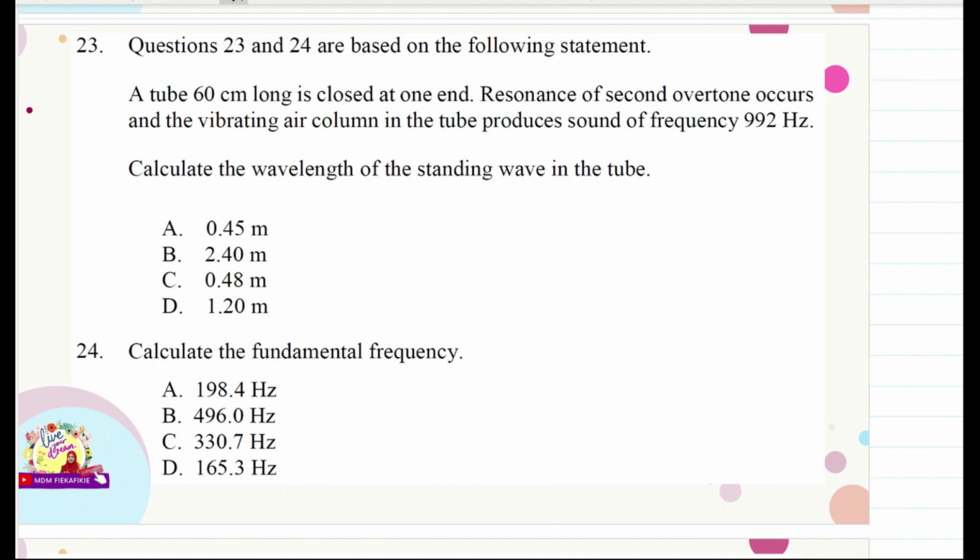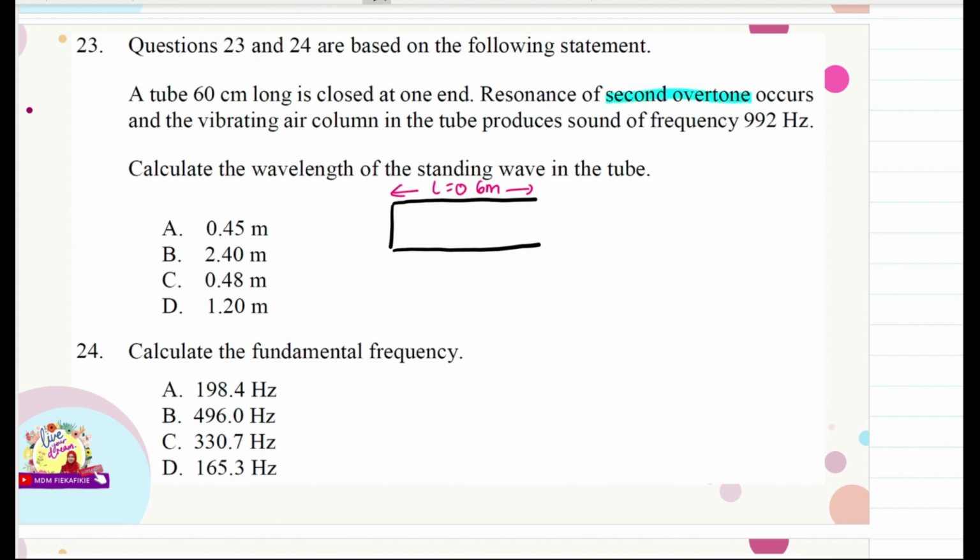Okay, next question 23 and 24 are based on the following statement. A tube of 60 centimeter long is closed at one end. Resonance of second overtone occurs and the vibrating air column in the tube produces sound of frequency 992 Hz. Calculate the wavelength of the standing wave in the tube. So this is about closed pipe. Kalau saya suka lukis. Okay, so this is the closed pipe, and given that the length of the pipe is 60 centimeter, which is equal to 0.6 meter.